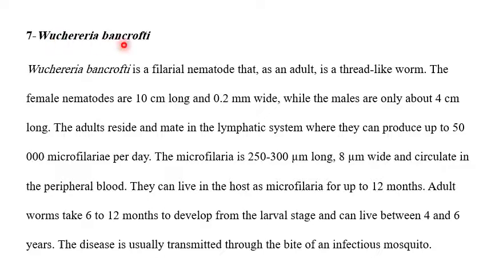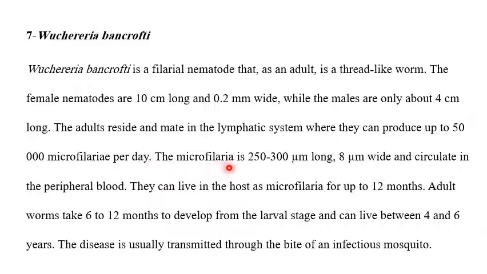In this lecture, we are going to study Wuchereria bancrofti. Wuchereria bancrofti is a filarial nematode that, as an adult, is a thread-like worm. The female nematodes are 10 cm long and 0.2 mm wide, while the males are only about 4 cm long. The adults reside and mate in the lymphatic system, where they can produce up to 50,000 microfilaria per day.